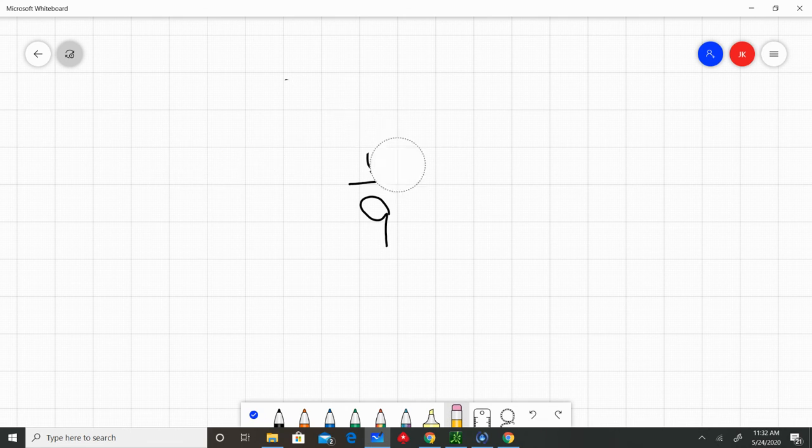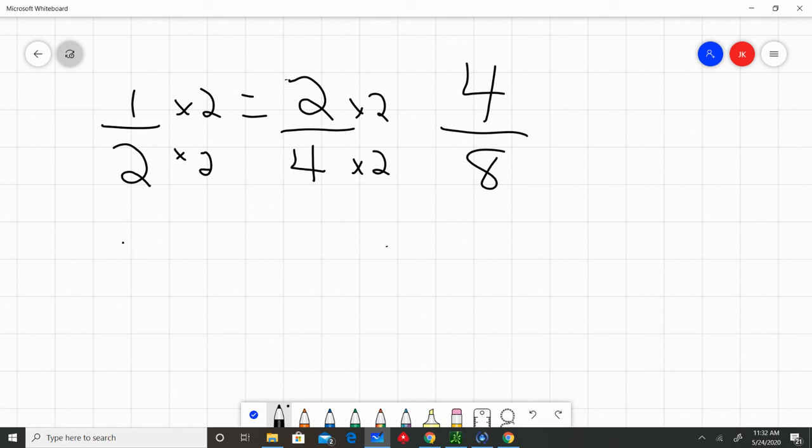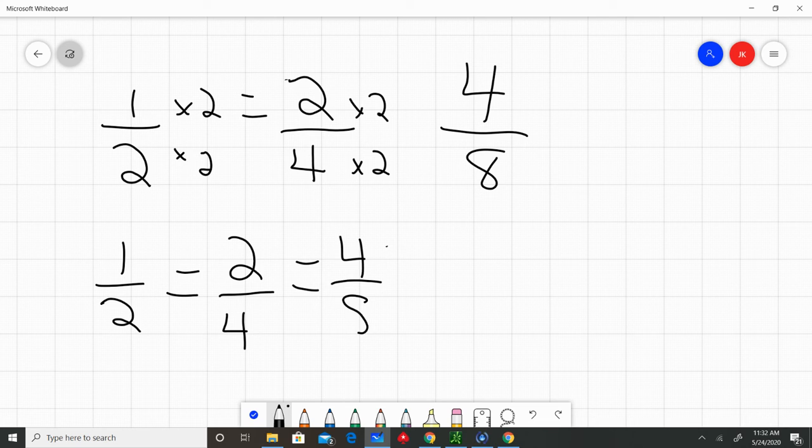One more. Okay, I'm going to go back to 1/2 for a second. And I'm going to multiply it again by 2. And we know from earlier in this session that 1/2 equals 2/4. But what if I wanted to multiply that by 2 again? 2 times 2 would give me 4. 4 times 2 would give me 8. So that means that 1/2 is equal or equivalent to 2/4. And that is equivalent to 4/8.